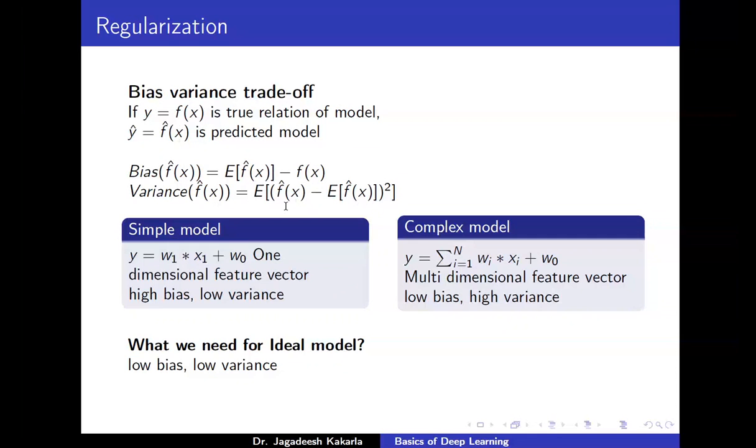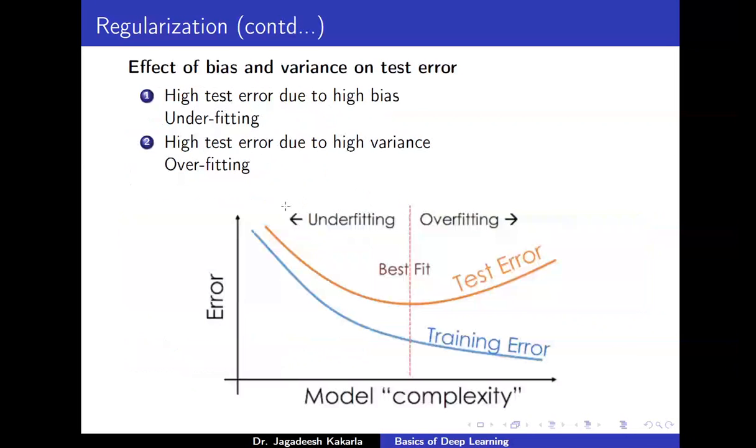The simple model will have high bias and low variance, whereas the complex models will have low bias and high variance. But the ideal model should have low bias and low variance. So that's why we need to go for the regularization mechanisms. That is what we call overfitting and underfitting. These are the exact terms we should use, and always your model should be the best fit.